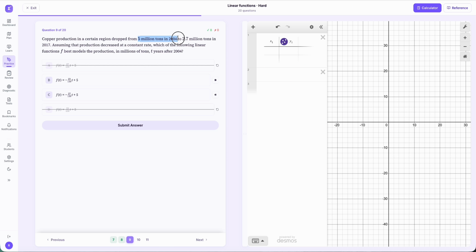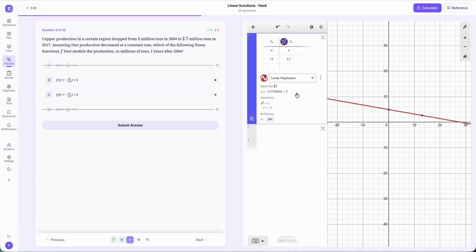You see 5 million tons in 2004, that's a point. Y, the tons, is 5 million. And X is years after 2004. So if it's 2004, that would be 0 years after 2004, which is why that's the y-intercept and why they all have +5, right? And here's the other one. It says 2.7 million tons in 2017. So 2017 is going to be 13 years after 2004. So that's our X, and then 2.7. Now we just hit our regression button and here's our equation, right?